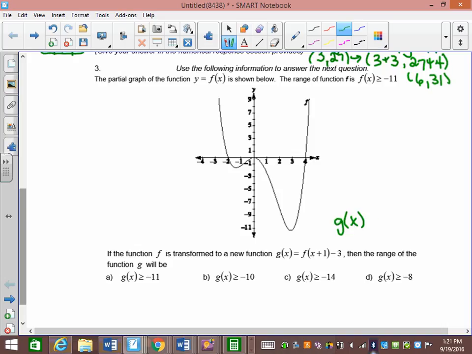So g of x plus 3 equals f of x plus 1. So the plus 3 is moving it down 3. If I move it down 3, you move it to negative 14, and it's still going to be greater than or equal to. Now keep in mind, once you put in reflections, if there was an actual reflection on the x-axis, that would flip it down, it would be less. So the more transformations we add onto this, the harder the question.